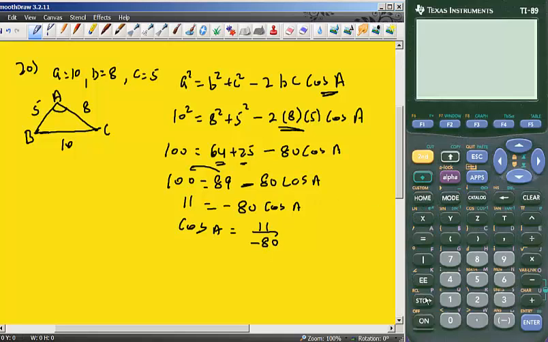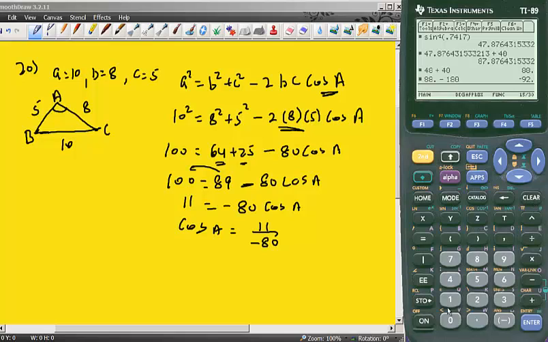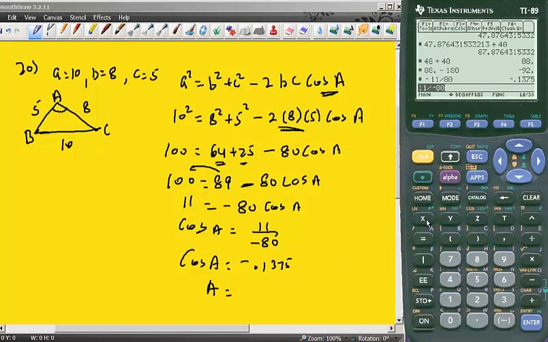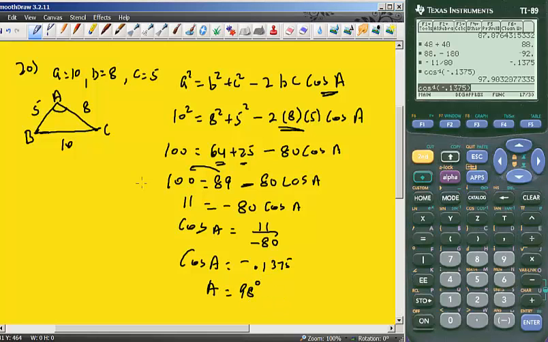So let's go ahead and find out what that is. We're going to take 11 and divide that by negative 80. Hit enter, and cosine of angle A turns out to be negative 0.1375. So to find angle A, we're going to take the inverse of that, cosine inverse of negative 0.1375. And that turns out to be 98 degrees. So 98 degrees is what I found.